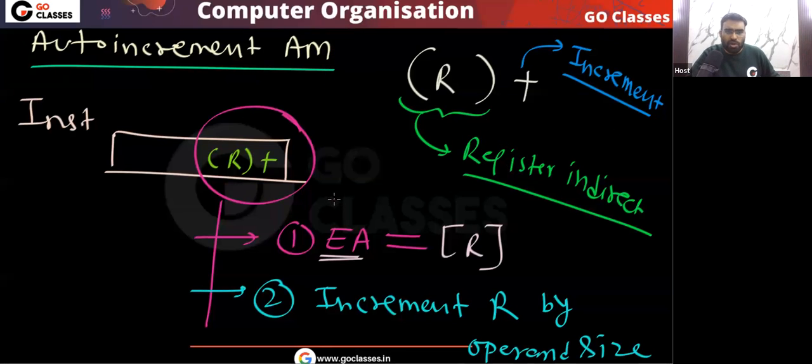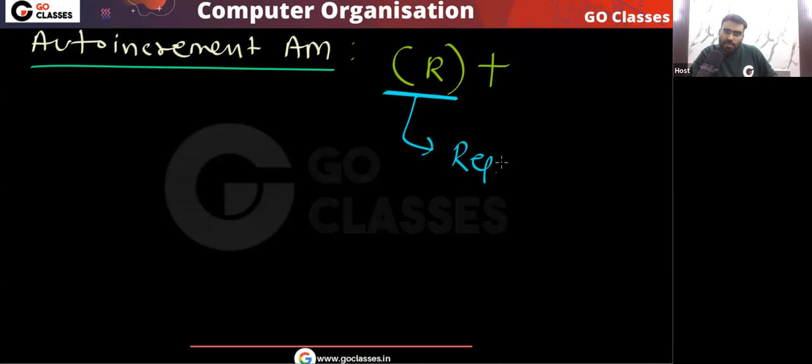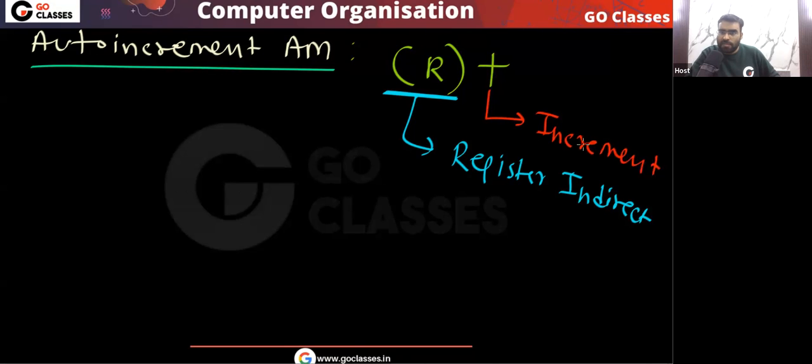Did you understand auto increment or not? Please tell me. Okay, very simple. Now let's see auto decrement. But remember auto increment, please understand the symbol. The auto increment symbol is this, R plus. So which thing will happen first? First, this is register indirect. First this will happen. Then this will happen, increment R.